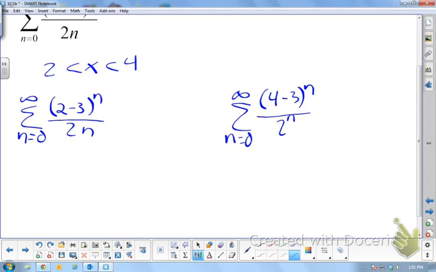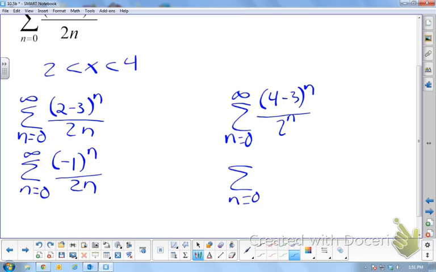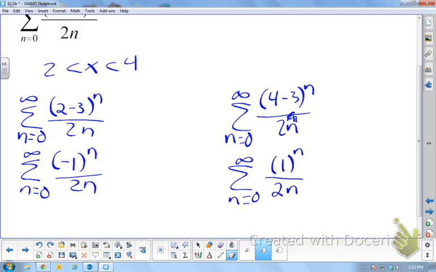So this one gives us -1 to the n over 2n. And this one gives us +1 to the n over 2n. And what do we know about +1 to the n? 1. Might as well just be 1.